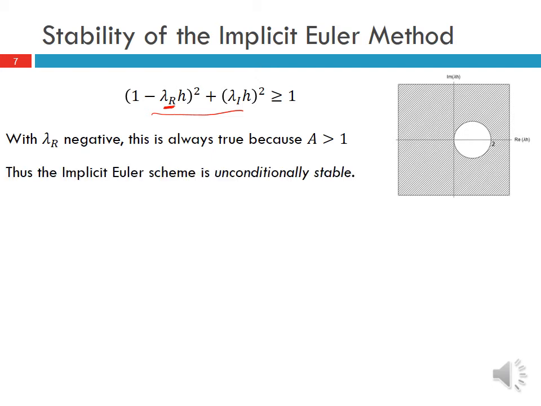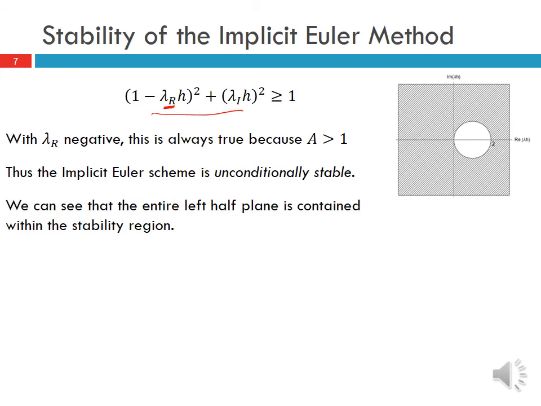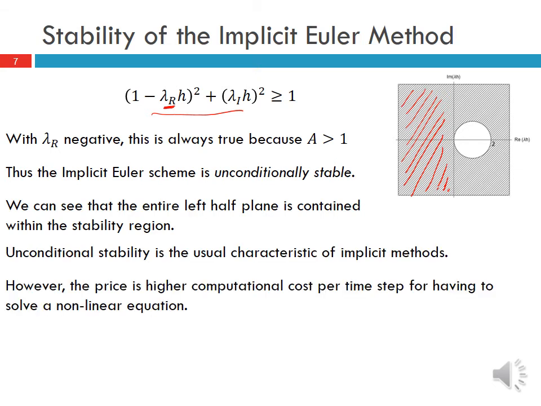So that means that the implicit Euler scheme is unconditionally stable, and we can see that the entire left half plane, so any time that the real part of lambda is negative, is contained within the stability region. So unconditional stability is the usual characteristic of implicit methods, and the price for this is higher computational cost per time step for having to solve a nonlinear equation.